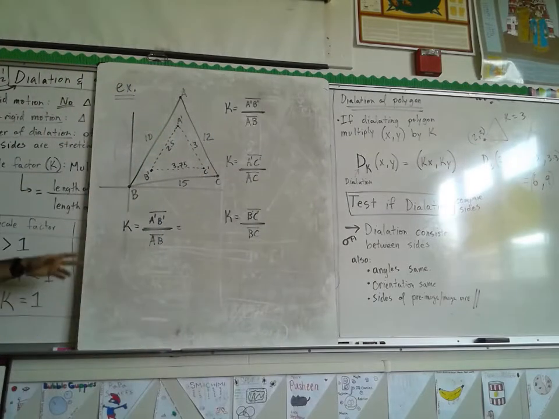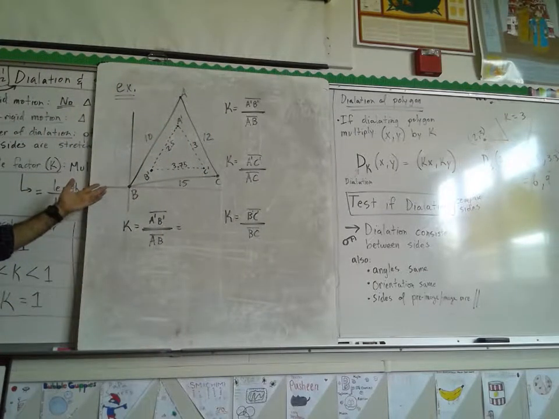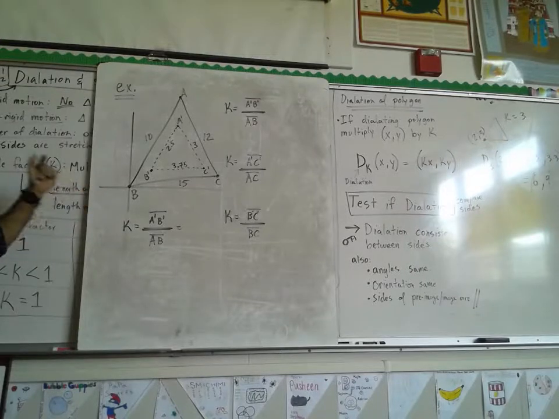So which one is my pre-image up here? Dotted or solid line? Solid. Solid is my pre-image. Dashed is my new image. We'll call it the image, yeah?